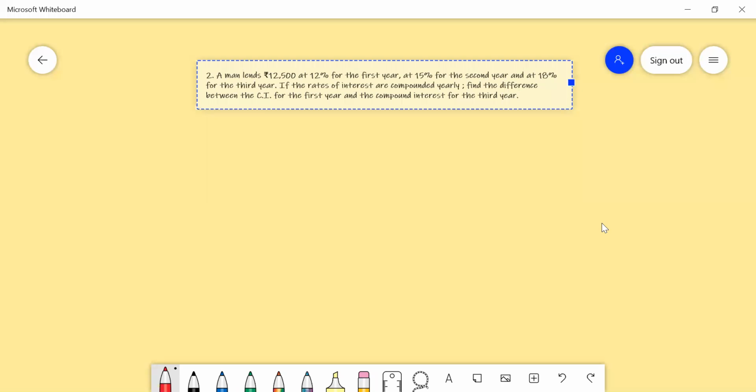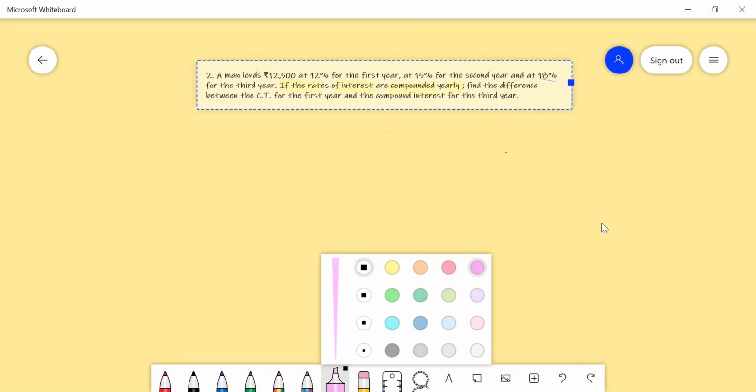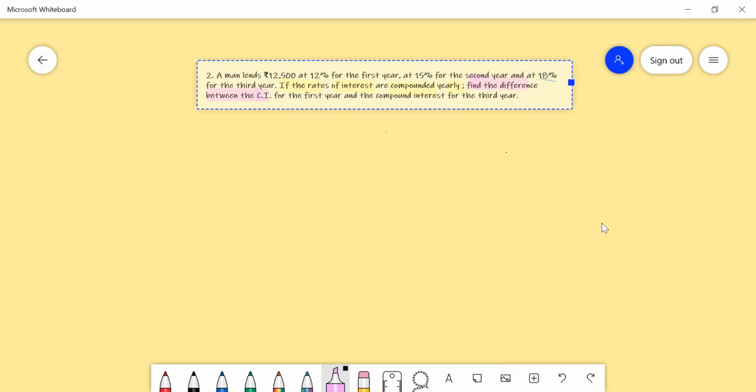Here is question number 2. A man invests 12,500 at 12% for the first year, at 15% for the second year, and 18% for the third year, right? If the interest is compounded yearly, find the difference between the compound interest for the first year and the compound interest for the third year.